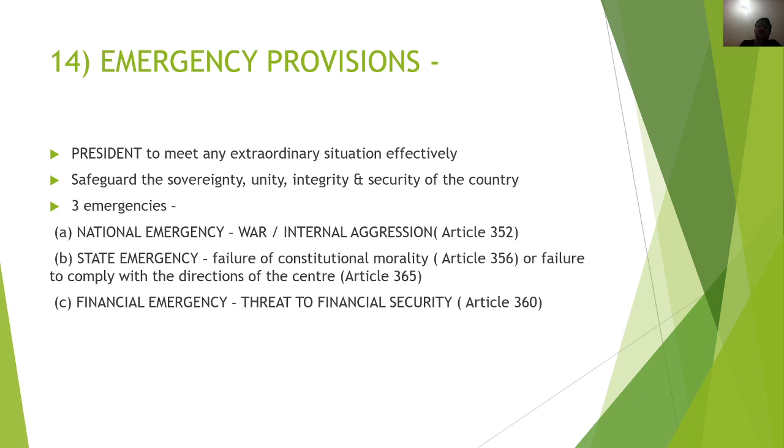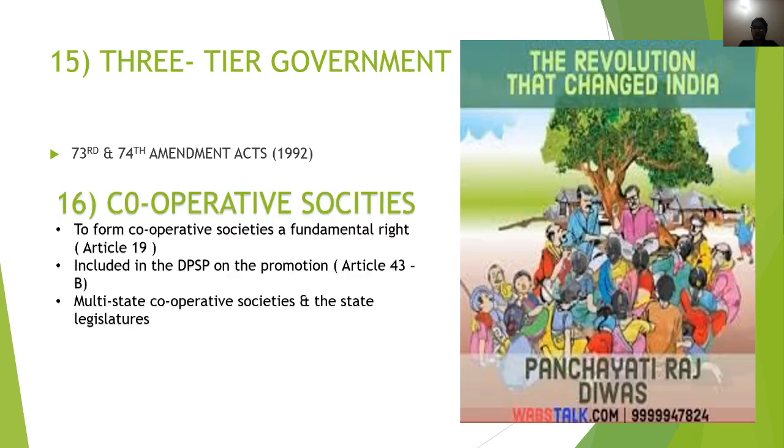That means if there is a failure of constitutional morality over there, or a failure from them to comply with the direction of the Center, then we have a financial emergency. That means if we have any threat to our financial security. So during an emergency, the central government becomes all powerful and the states go into total control of the Center. So it converts a federal structure into a unitary form without a formal amendment in the constitution.